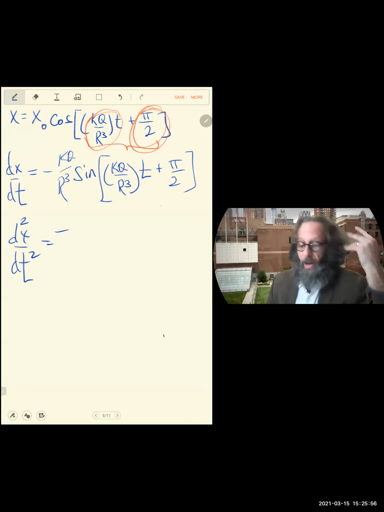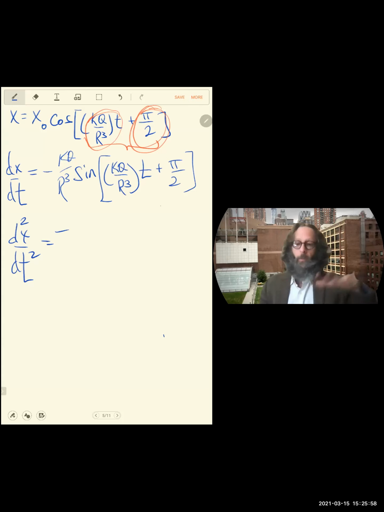So the kq, now chain rule again. Well, the derivative of sine is cosine, so the sine's going to change to a cosine. The negative sign is not going to be affected because the derivative of sine is cosine, not negative cosine. But then by chain rule, the constant's going to come out again from the brackets. I'm going to have to multiply everything by that derivative again. So I am going to get out here.